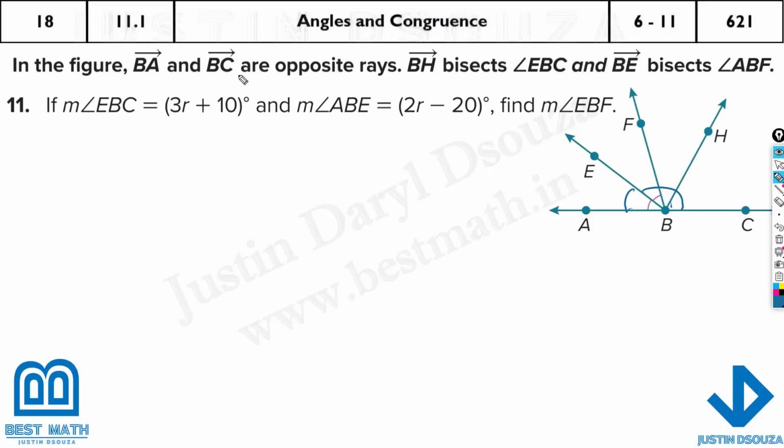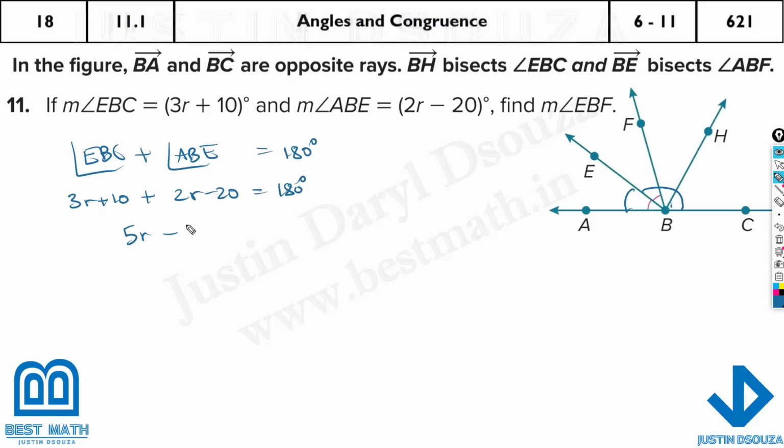If we recall, these rays BA and BC are opposite rays, so the total angle is 180 degrees, isn't it? So let's add this up. EBC plus ABE will be equal to 180 degrees, isn't it? Now let's substitute what is known. 3R plus 10 plus 2R minus 20 will be equal to 180 degrees. Now let's simplify this. 5R minus 10 is equal to 180 degrees.